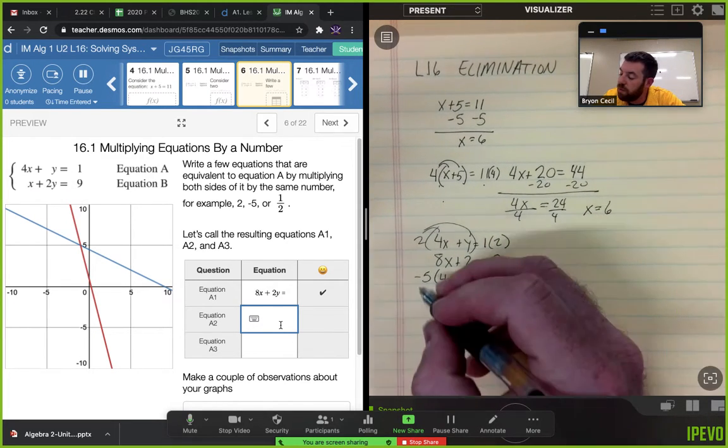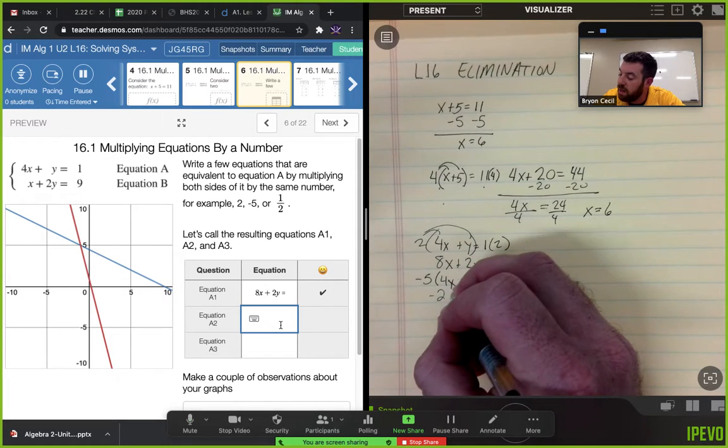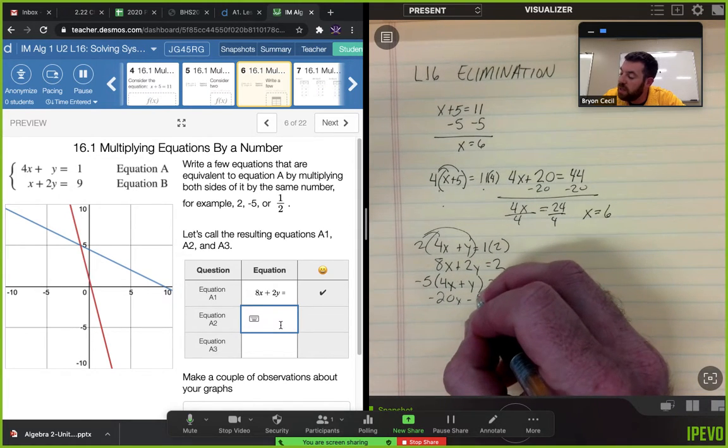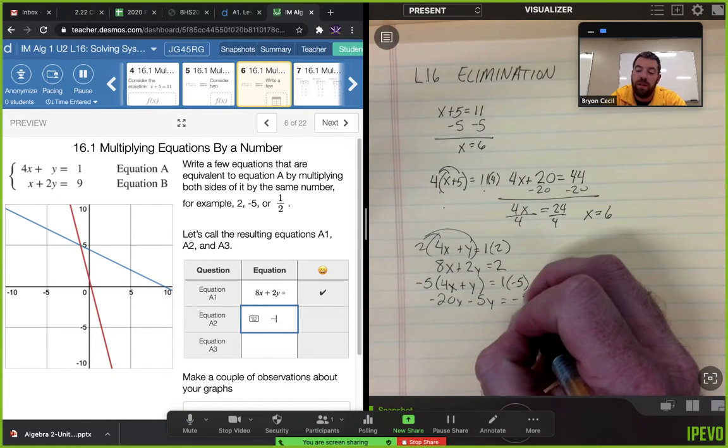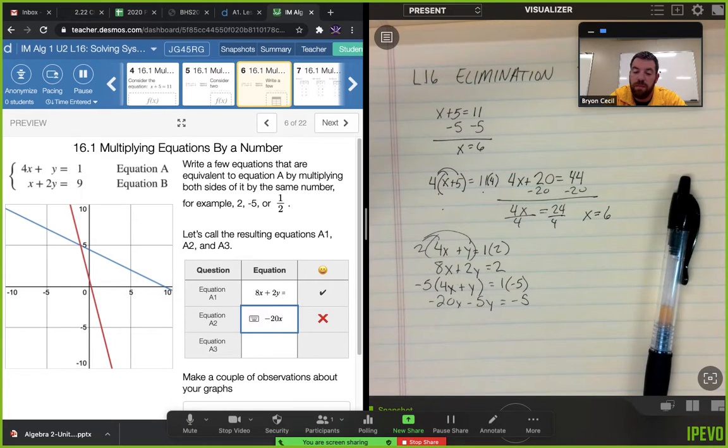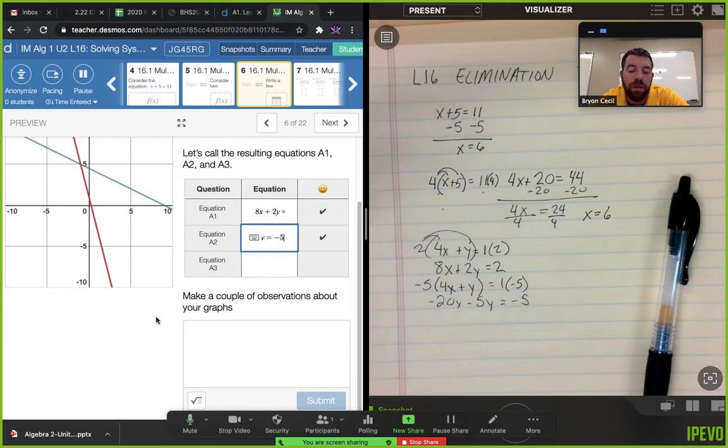Well, we'll bring these over, and I got negative 20x minus 5y equals negative 5. Still works, because again, guys, you're doing it to the same side of the equation. For time purposes, let's keep moving, okay? Make a couple of observations about your graph, okay?